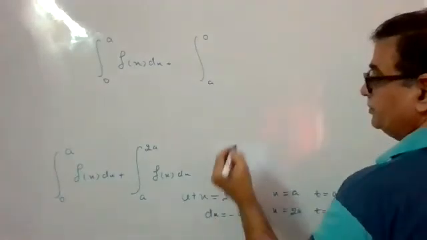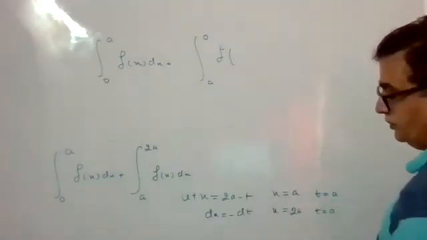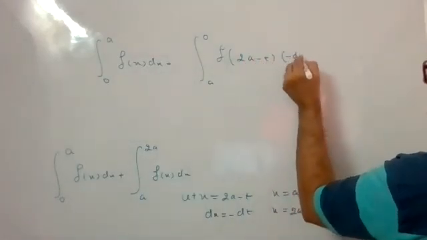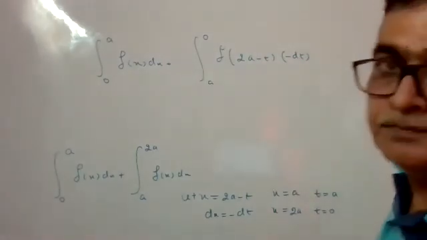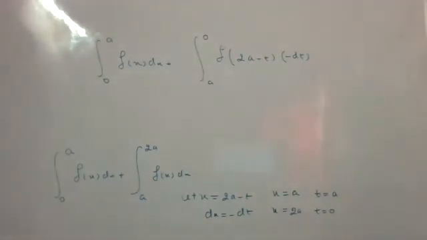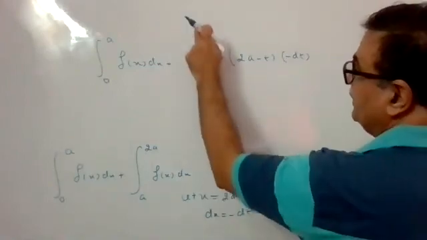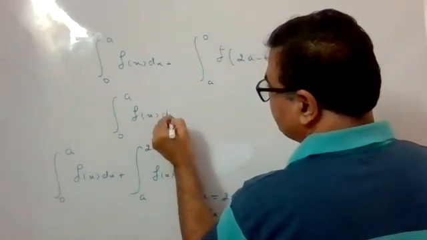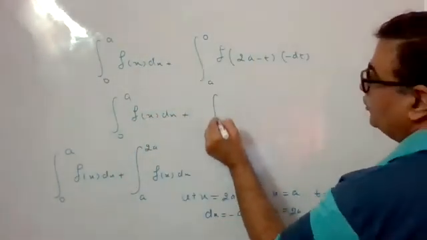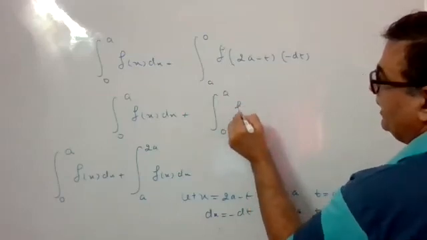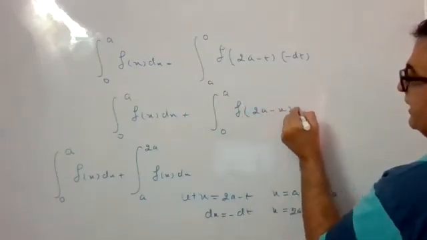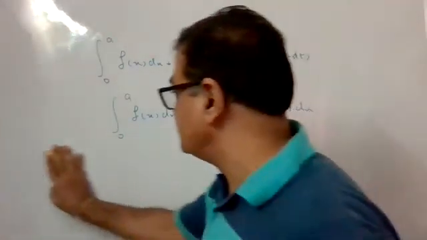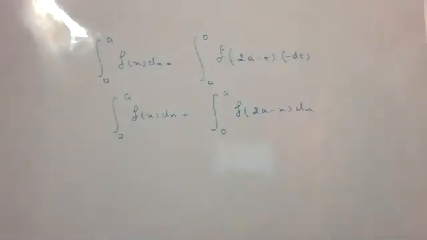A to 0, and then it will be f of 2a minus t minus of dt. Then this minus, if you remove it, will interchange the limits. So it will be 0 to a f x dx plus this will go from 0 to a again, f of 2a minus x dx I can write, because the parameter can also change. This is the first property, that t can change to x. That is not a problem.